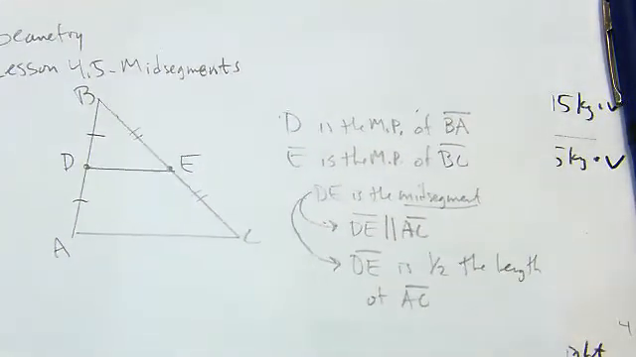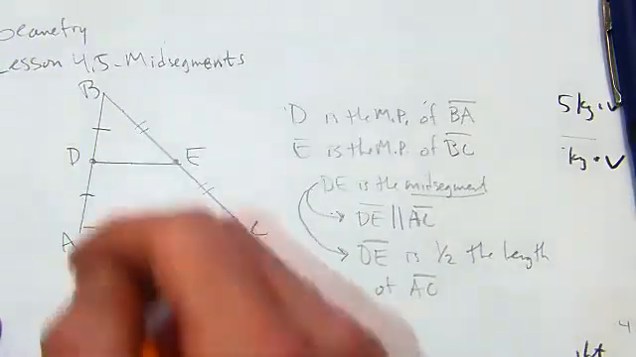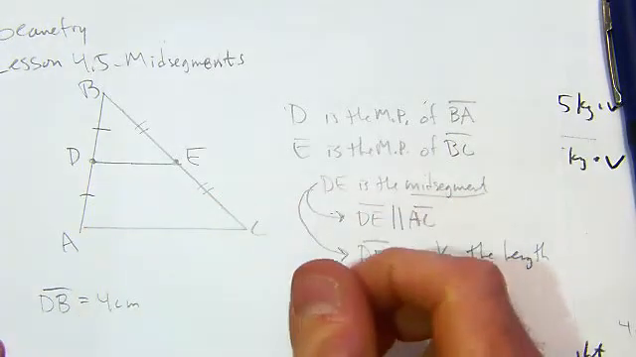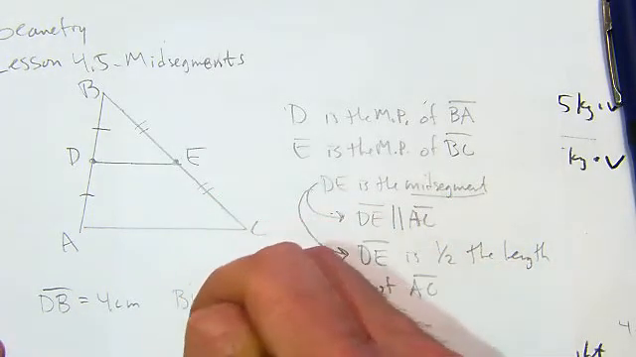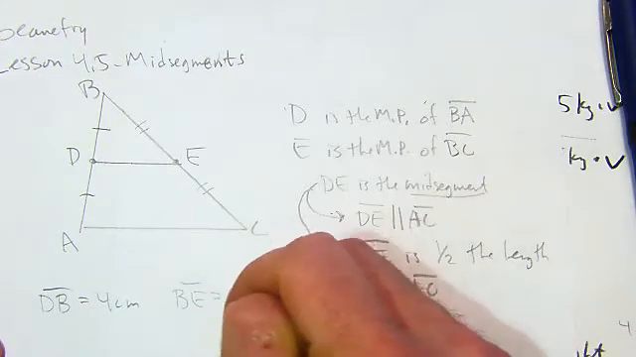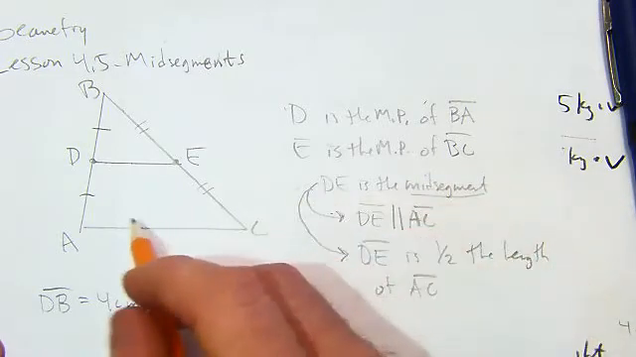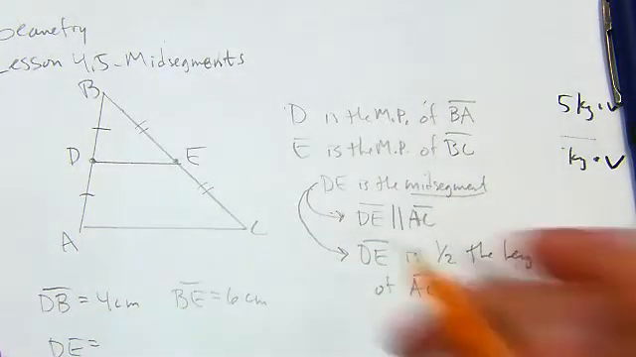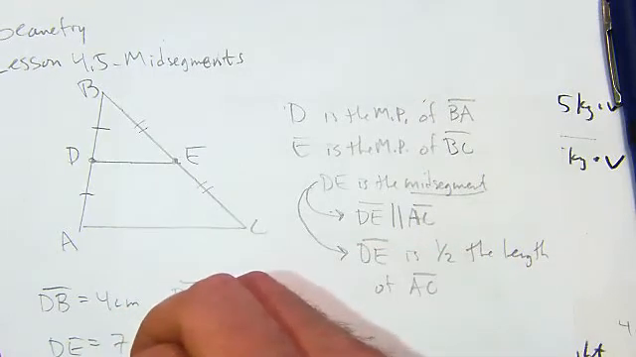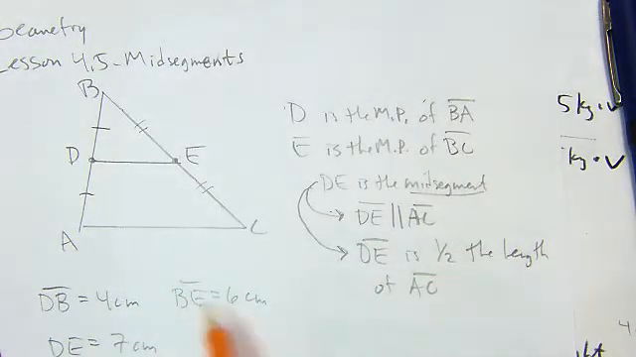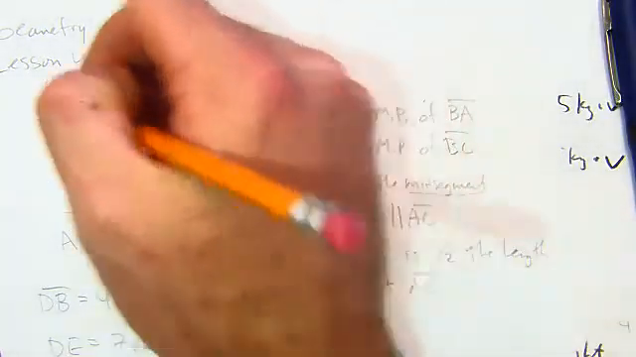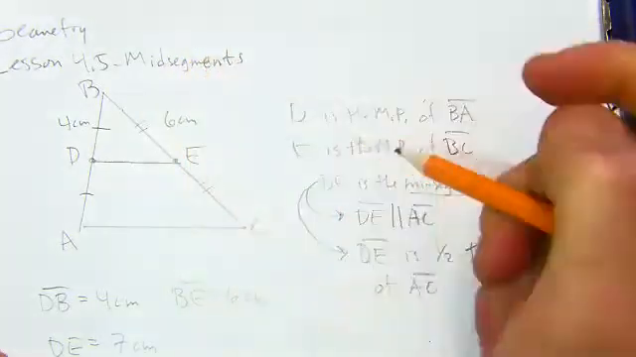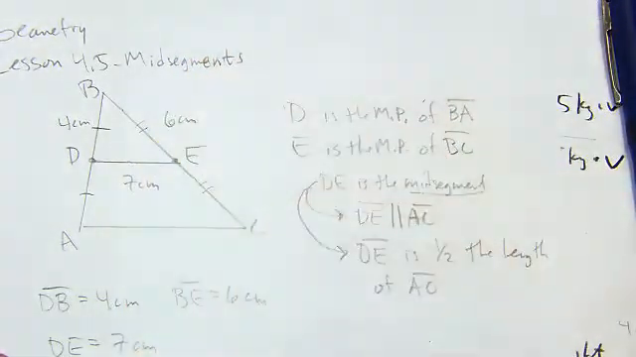All right, so you'll be given, maybe they'll say something like, well, what if DB equaled 4 centimeters? And what if BE equaled, say, 6 centimeters? And then they'll give you one of these, like maybe DE equaled 7 centimeters, let's say. Okay, let's fill that in there. 4, 6, and 7. So it'll ask you to find a bunch of different sides.